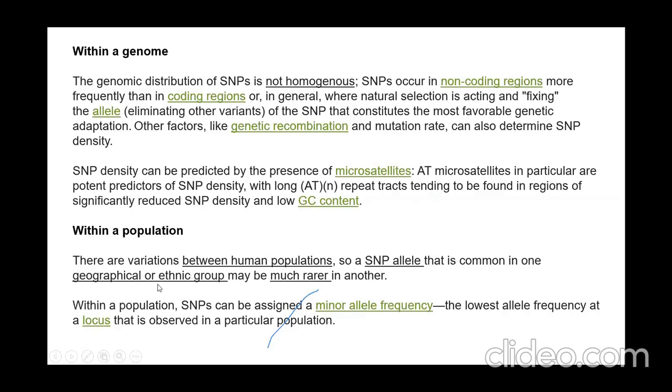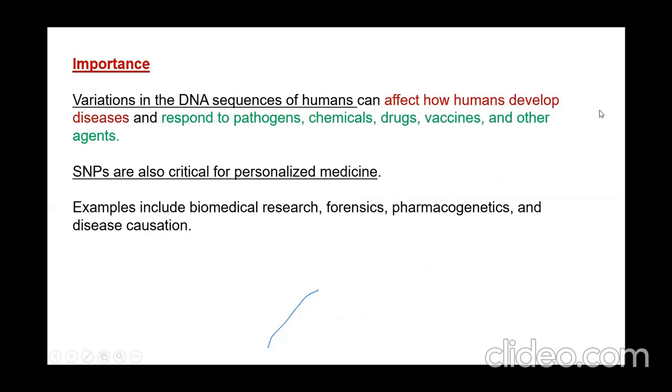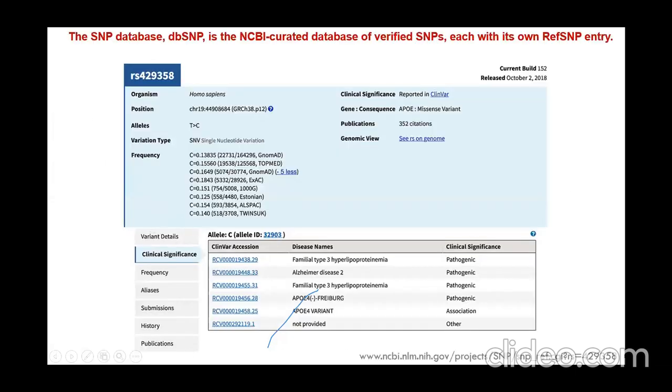For a given population, looking at variation between human populations, a SNP allele may be rare compared to another population. We studied minor allele frequency of a locus in an example before. SNPs are important for generating treatment drugs, chemicals, and response to pathogens and vaccines; everything is associated with SNPs. They are an important concept of personalized medicine also. By knowing your SNPs, by knowing the haplotype of a given population, you can do much more in pharmacogenomics and personalized medicine. So this is an SNP database.